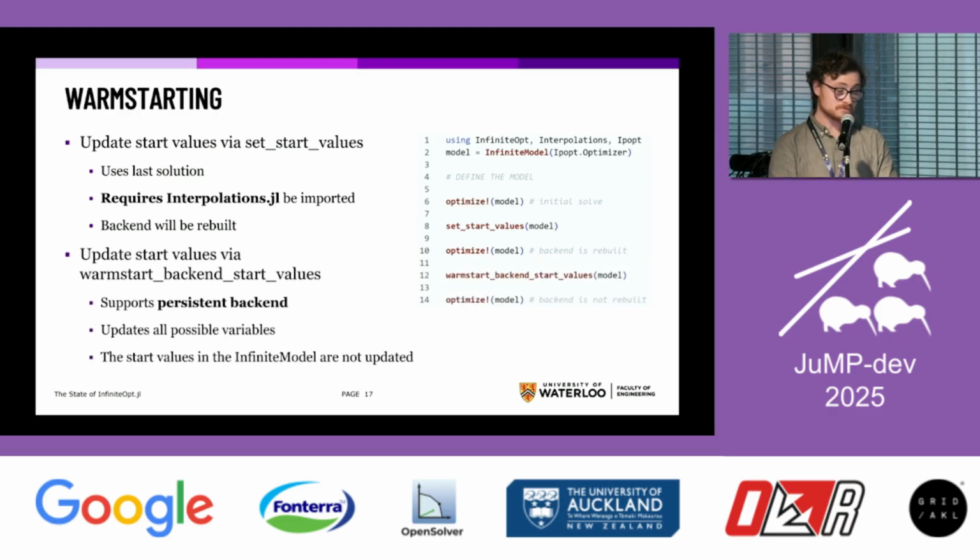We also have a more advanced method you can use called warm start backend start values. What this does is, if you've already solved your model, it'll look at your backend and all of the variables it generated. It will update all of those and their duals for a better warm start. And it kind of keeps that in memory, so it's a much more efficient way of updating your backend model for warm starting.